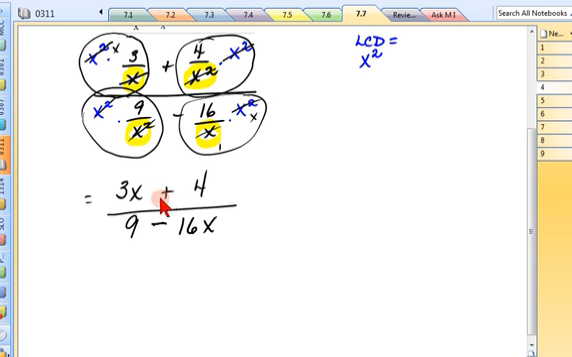Can you factor the numerator? No. Can you factor the denominator? Almost, but almost doesn't count. If this had been an x squared, then you could have. It would have been the difference of squares, but it's not. So I'm done. We simplified this very complex looking expression by multiplying top and bottom, every term, by the LCD. That's what we're going to do in all of these more complicated complex fractions.